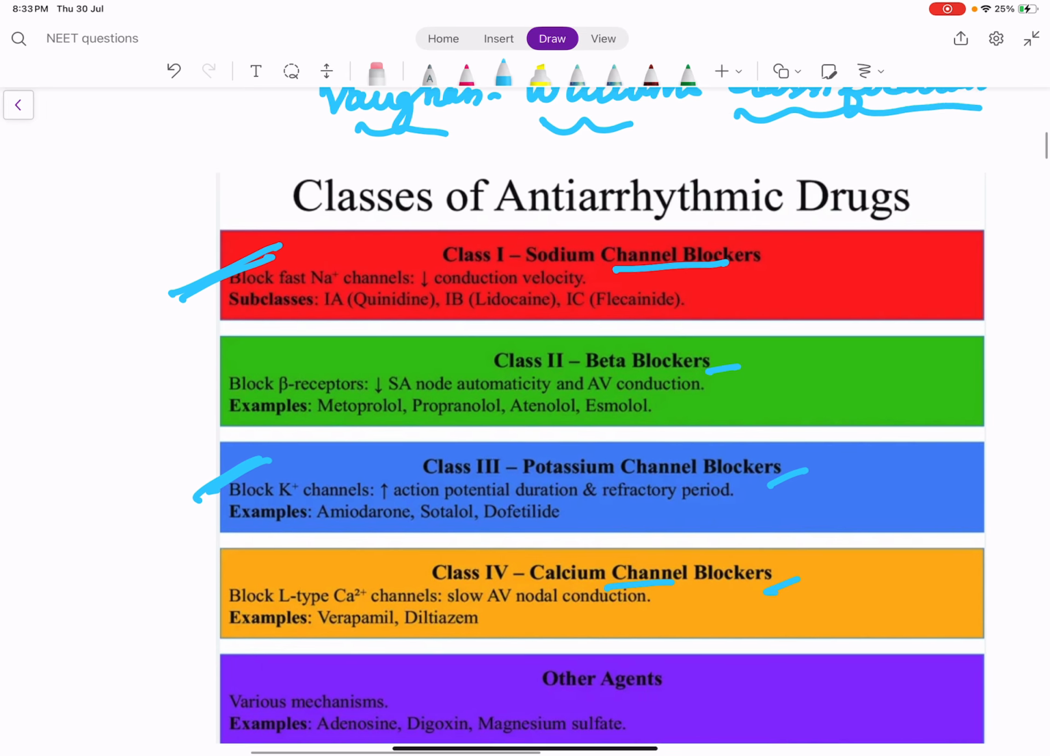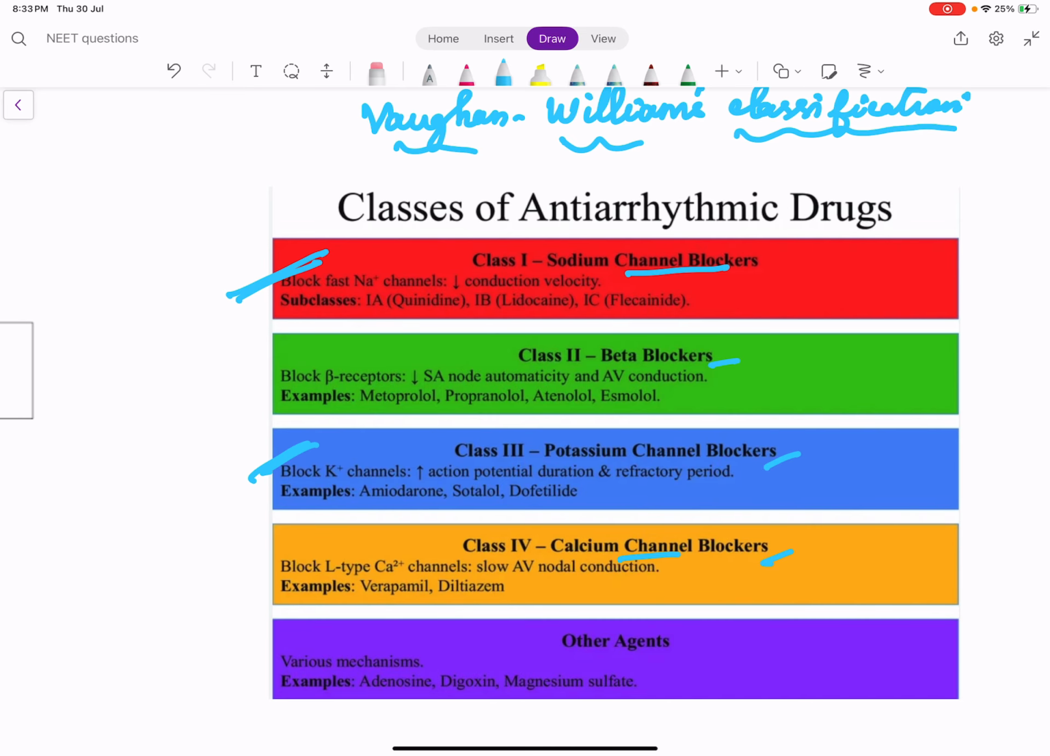Okay. So just a short recap about antiarrhythmic drugs. Class 1 is sodium channel blockers. We have 3 categories, class 1A, 1B and 1C. We can see the drugs: 1A is quinidine, 1B is lidocaine, 1C is flecainide. Class 2 is beta blockers. So beta is the sympathetic receptor. When beta is blocked, there will be reduced sympathetic stimulation and there will be bradycardia.